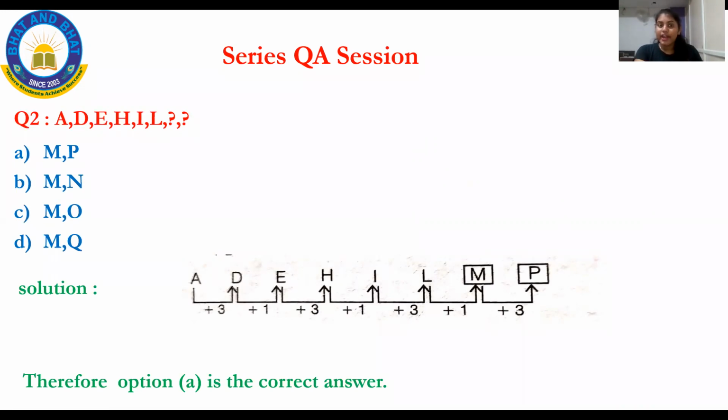Listen to me. Don't write. The given question is: A, D, E, H, I, L, question mark. What is my first step now? My first step, as I told, is to take down the series as it is. What is the given series? A, D, E, H, I, L, and then a question mark, which I have written in the box, and then the next question mark.